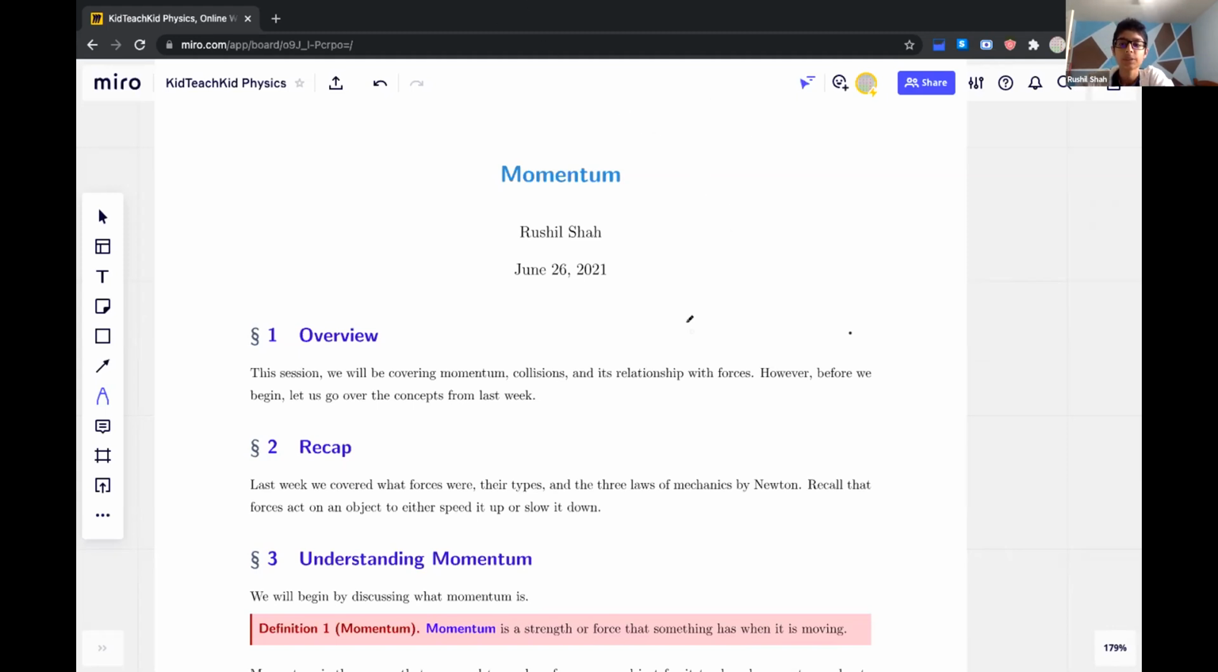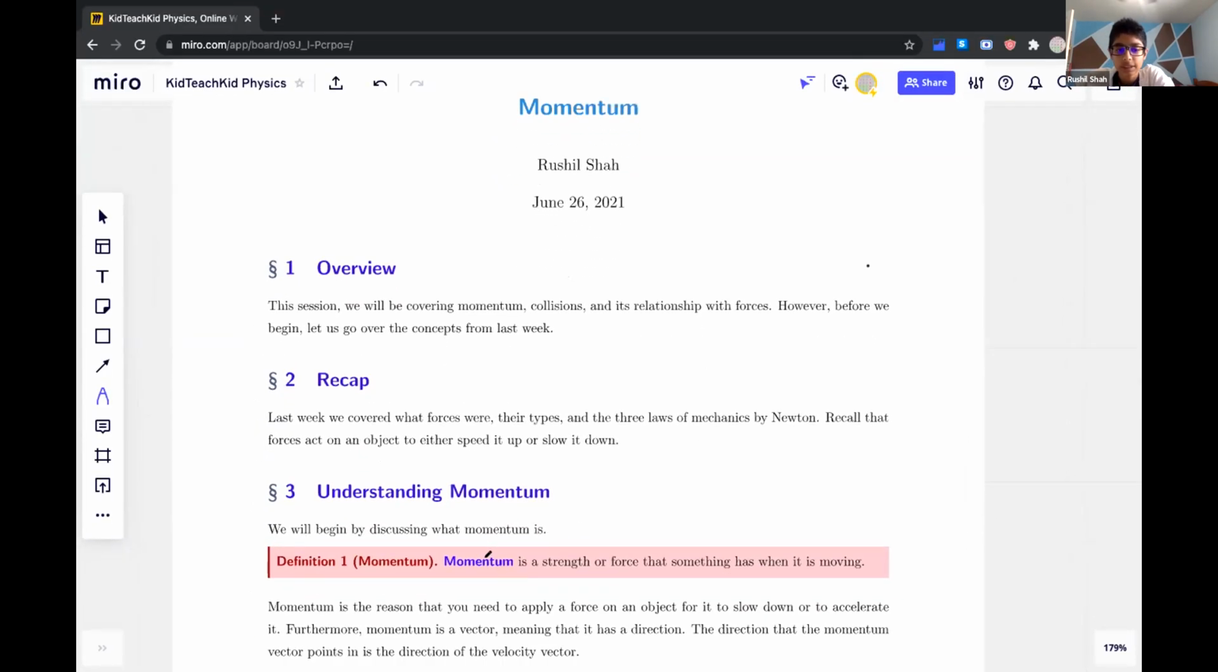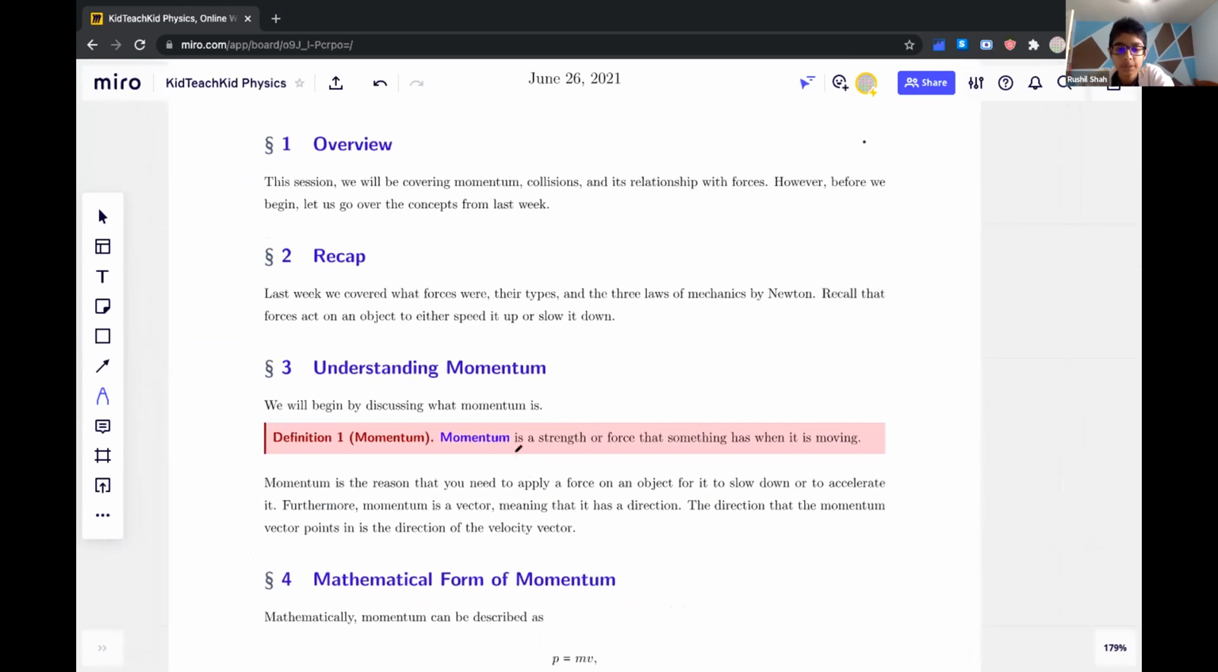So with that in mind, let's start with today's class. We'll start by understanding what momentum is. Momentum is a strength or force that something has when it's moving. It's basically some strength that an object has when it has some velocity, when it has some speed. This is the reason why you need to apply a force on an object for it to slow down or to make it go faster.